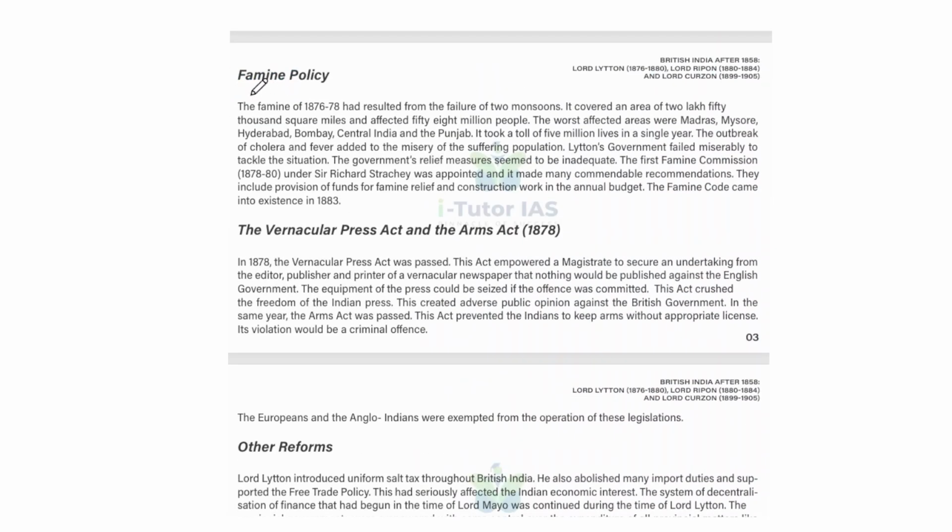And his famine policy: the famine of 1876 to 78 had resulted from the failure of two monsoons. It covered an area of 250,000 square miles and affected 58 million people. The worst affected areas were Madras, Mysore, Hyderabad, Bombay, Central India, and the Punjab.